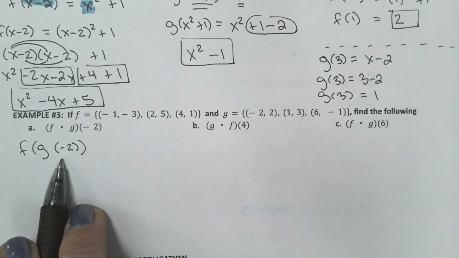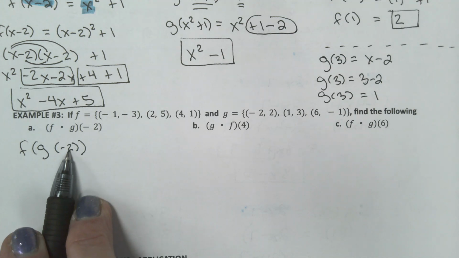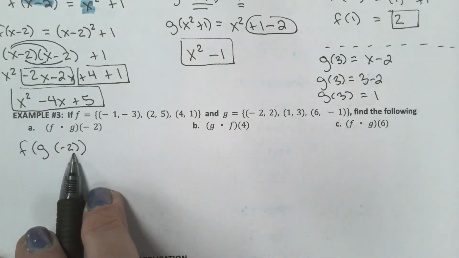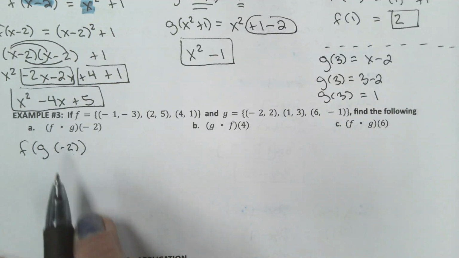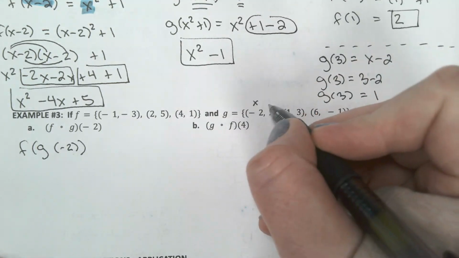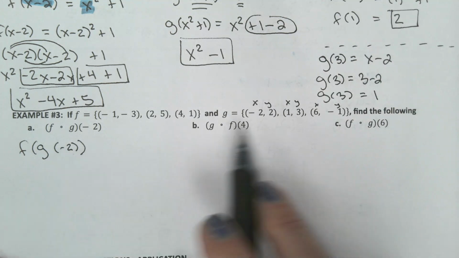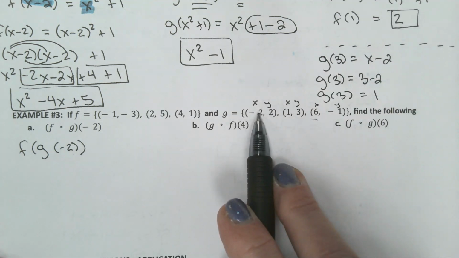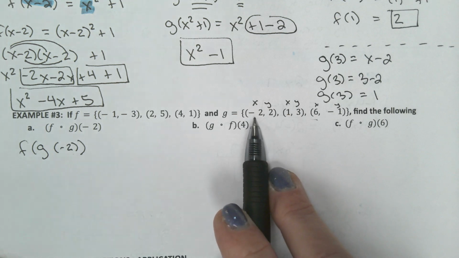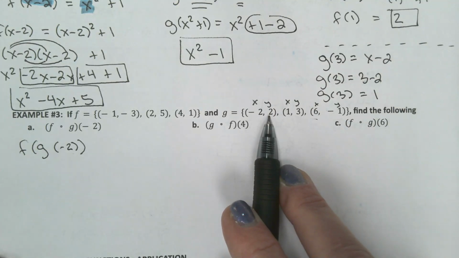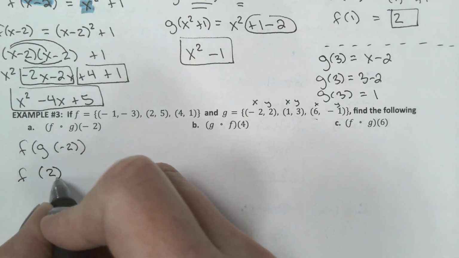So this, you have to understand, is your x value. This says when x is negative 2, what is the y value? We have in our ordered pairs xy, xy, xy. And this says g, so I have to come over here to the g function. And this says when x is negative 2, the y value or the answer equals 2. So now I have f of 2.